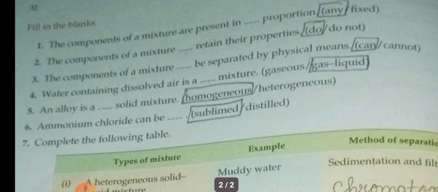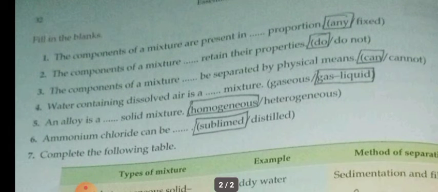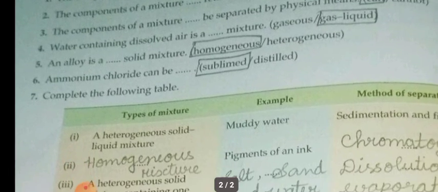Ammonium chloride can be dash, sublimed or distilled. Ammonium chloride is an example of the sublimation process, so it can be sublimed. Okay, children, do you understand this process? In the fill in the blanks, you must read the spellings thoroughly, because though in the book it is given as choose the correct answer, in the question paper it will be asked only as fill in the blanks, and you have to memorize the spellings.